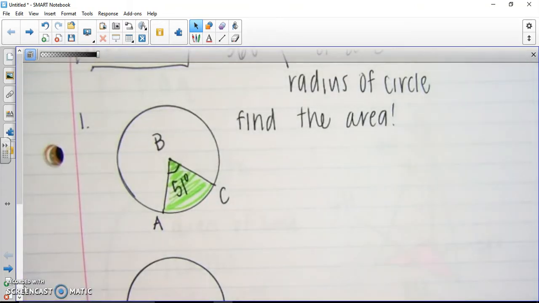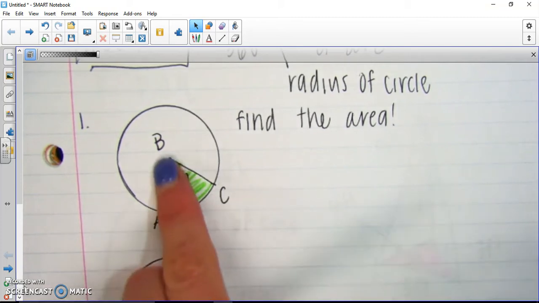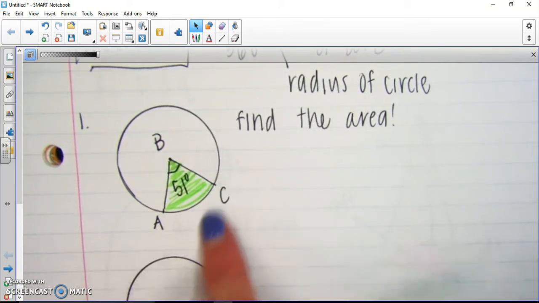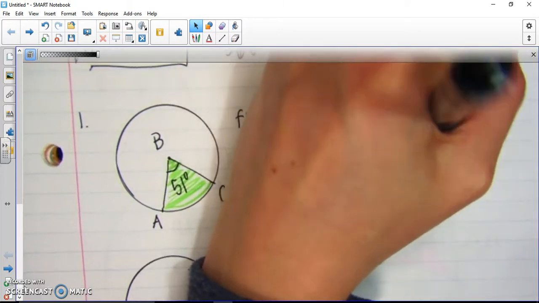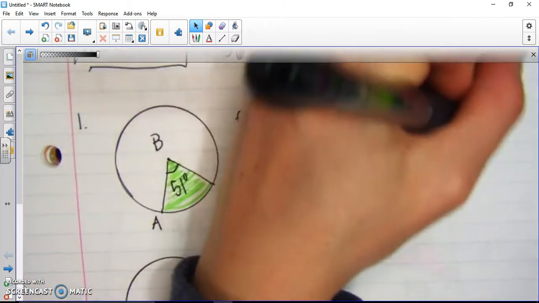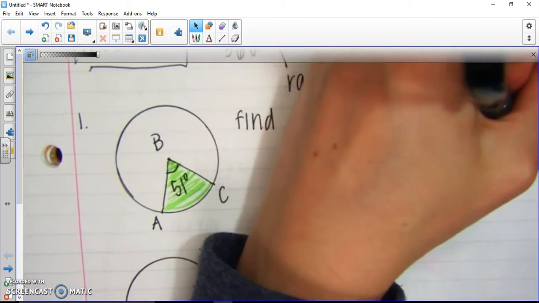Okay. A couple things we need to know here. We know that the measure of the shaded section, the measure of that arc AC, is 51 degrees. But one thing we also need to know is the radius. So I'm going to tell you that BC, the radius, is 16. Okay. And I'll give you a unit. Let's say it's 16 feet.